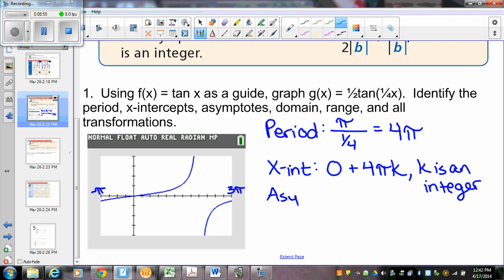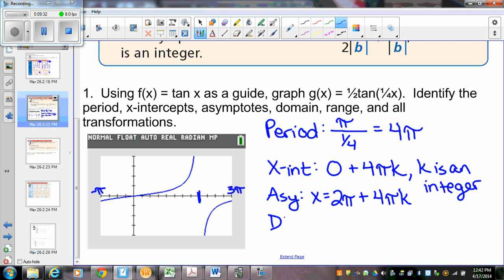My asymptotes, the first asymptote I see occurs at this line right here. So remember, our increments are by pi over 4. So if you're not sure where that is, you can just count by pi over 4. Pi over 4, 2 pi over 4, 3 pi over 4, 4 pi over 4, 5, 6, 7, 8 pi over 4, or 2 pi. And we have those at the end of every single one of our waves. So that is going to repeat every 4 pi k as well.